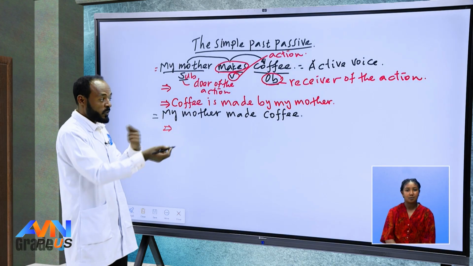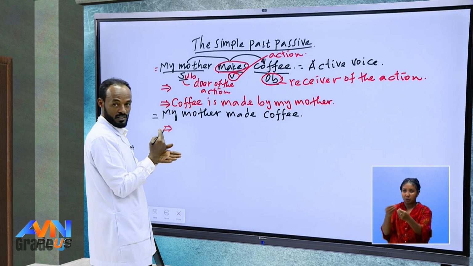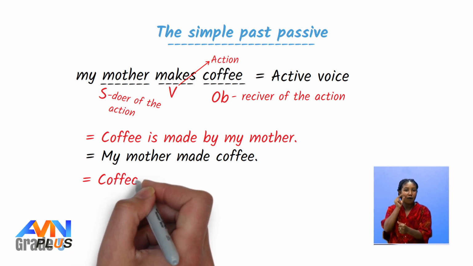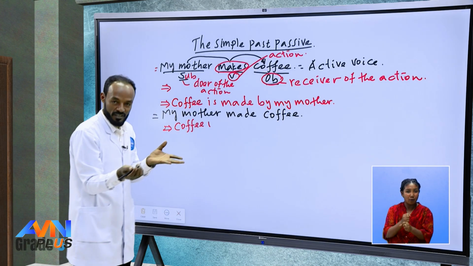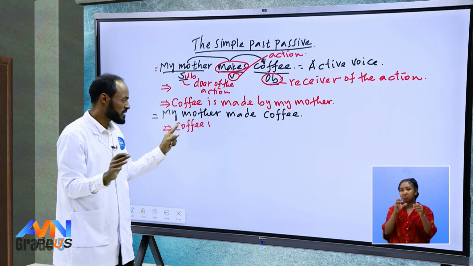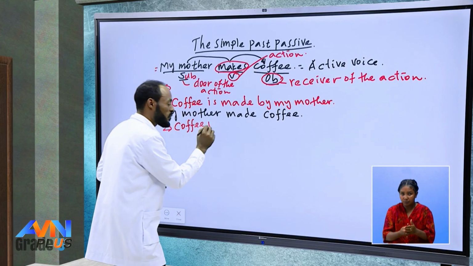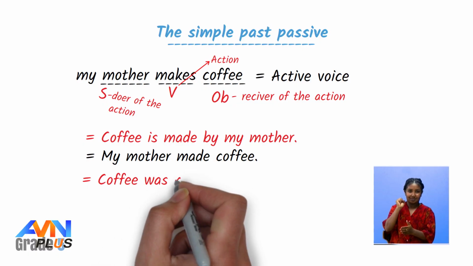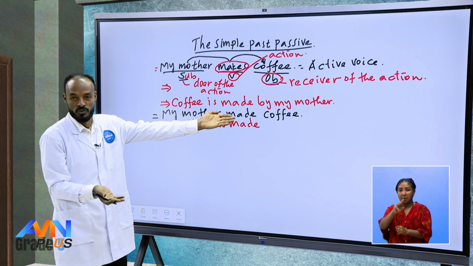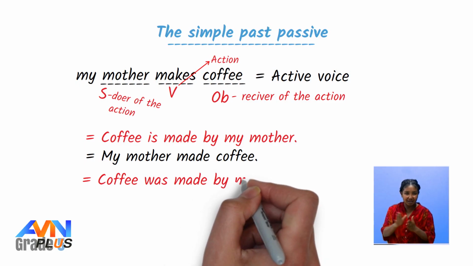If you want to change into passive voice, as we've said earlier, the receiver of the action comes first. So we have to say coffee. Can we say is here? No. What about are? It is impossible because the subject is singular. What about was? The verb 3 form of make is what? Made. The same is true with verb 2. Coffee was made by my mother.